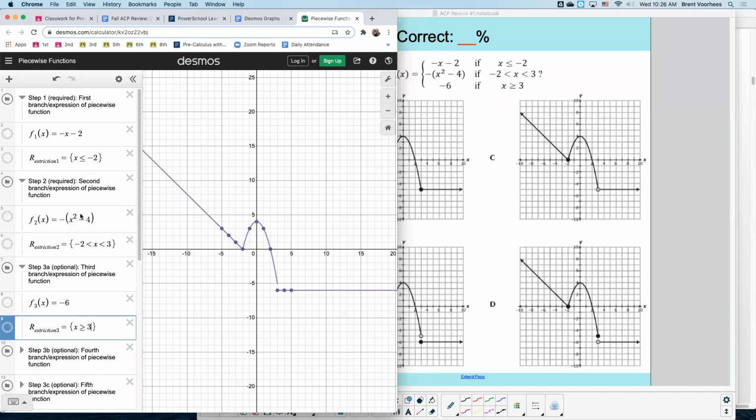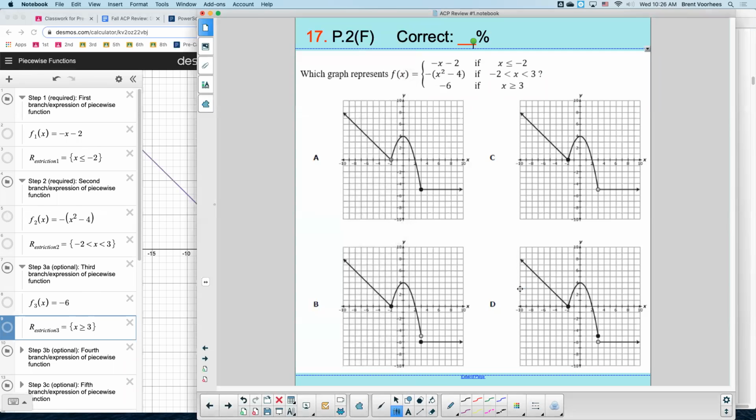All right, so now that I've unpaused this video, I've typed in the equations. I have the second expression listed here, and then on step 3a, I put the third expression. I notice that there is a break. That's called a jump discontinuity, if you remember that, which eliminates answer choice A and answer choice C. They are now out because they did not have that break.